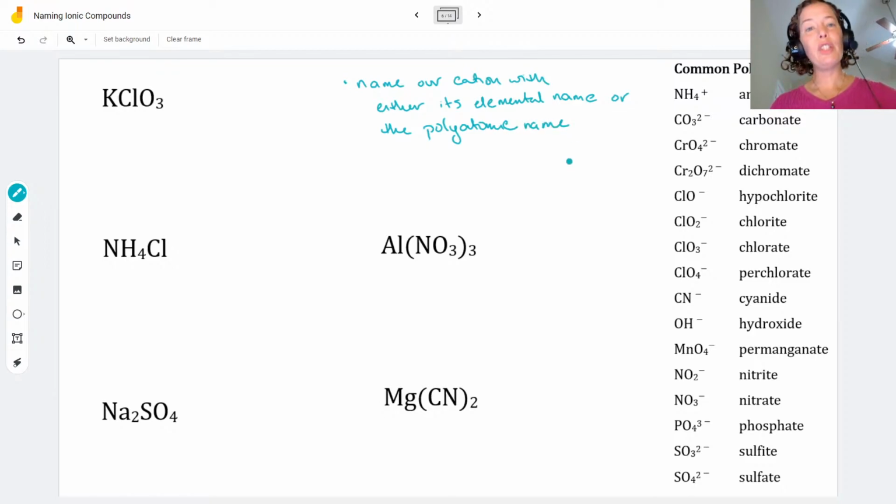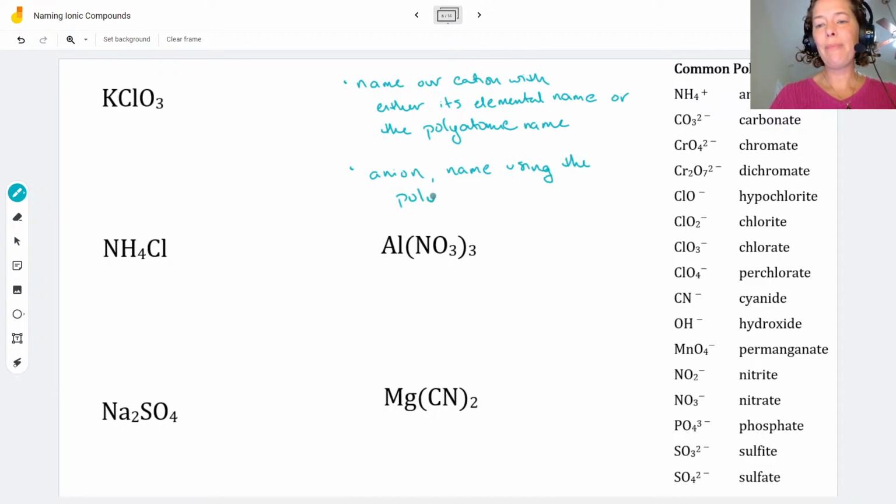And I'll give you a little bit of a spoiler here. We only have one polyatomic cation, and it is ammonium right here. So if your cation happens to be ammonium, then we just call it ammonium. It's not that secretive or complex. Okay, so that is our cation. For our anion, we're going to name using the polyatomic ion name.